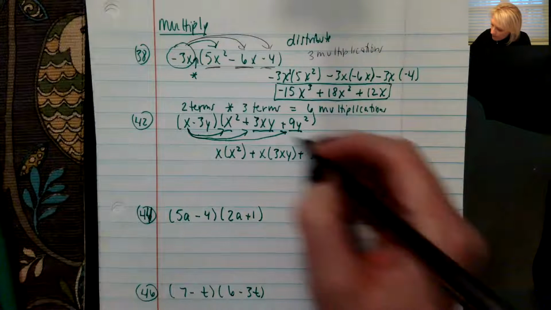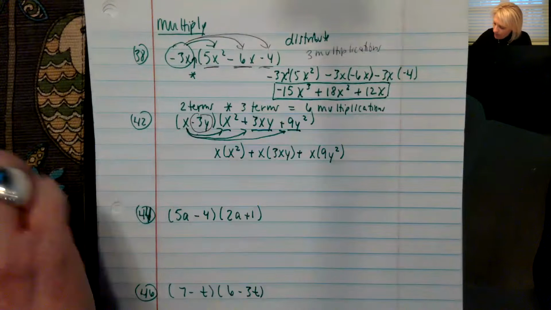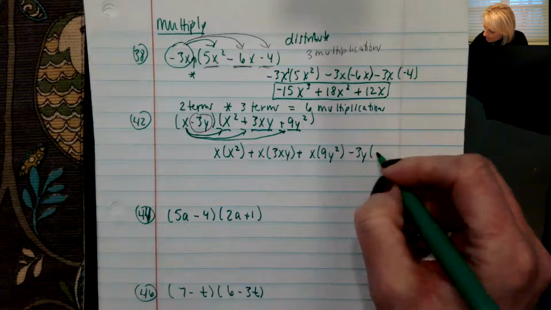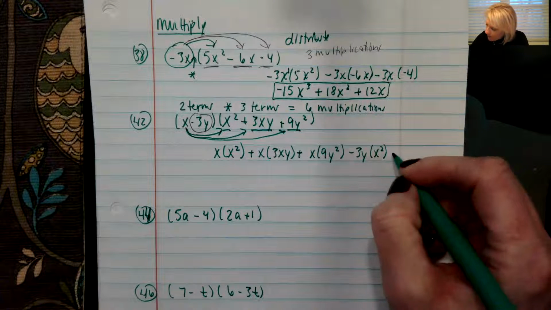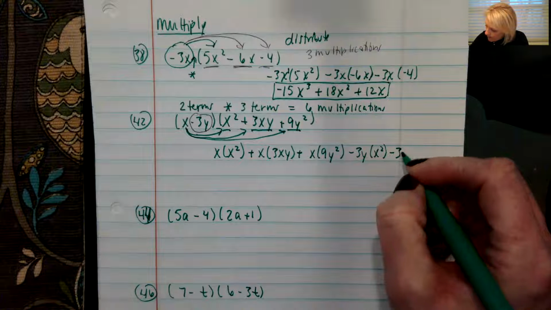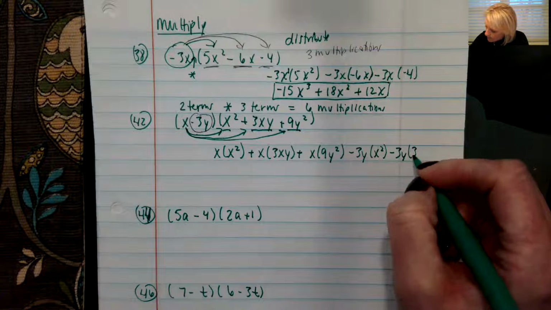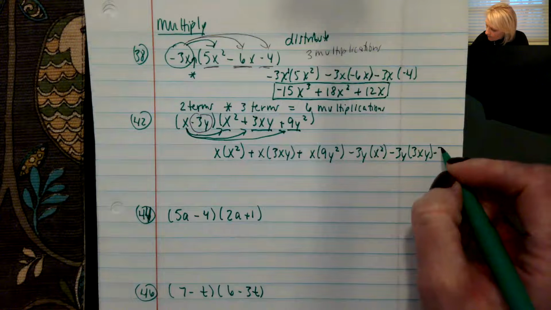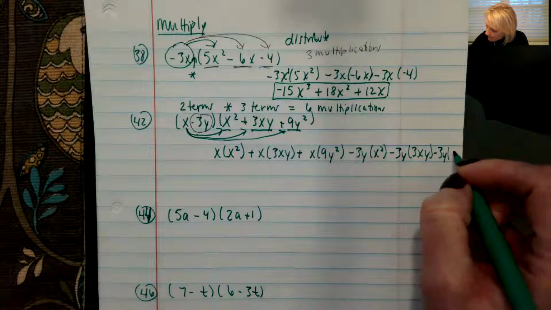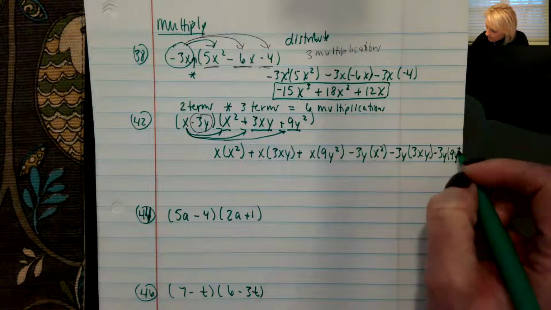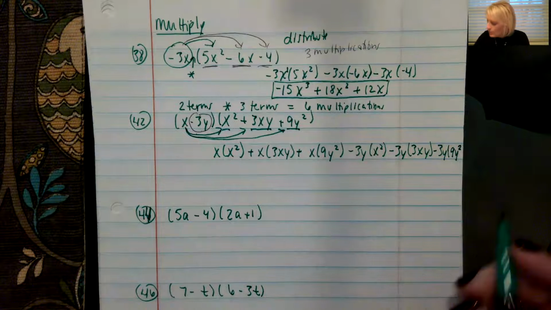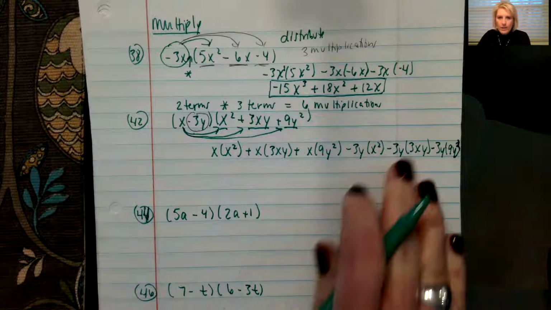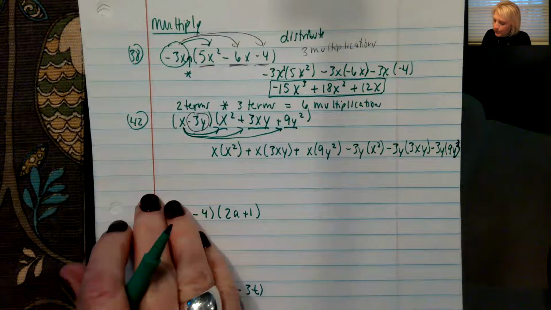So now I'm going to have minus 3y times the x squared, minus 3y times the 3xy, minus the 3y times the 9y squared. I did not leave myself enough room. Those are parentheses around that, by the way. Okay, I'm going to kind of shift everything over so there's room.